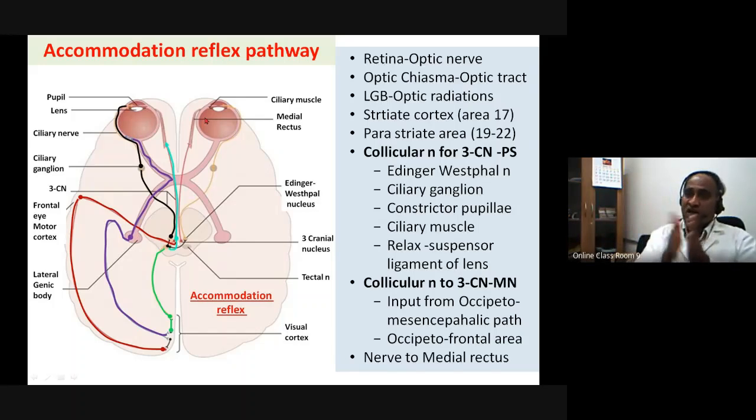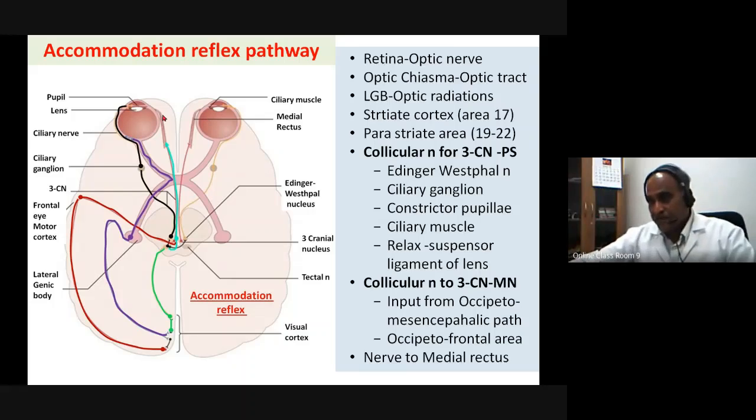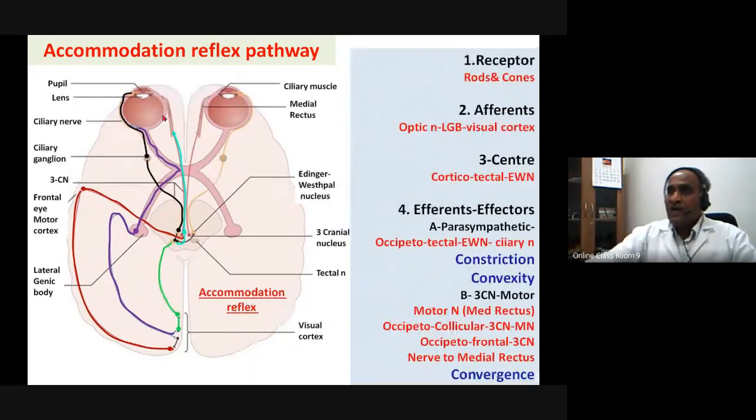Suppose it is the opposite, then it should be the lateral rectus. Whenever we are talking about the accommodation reflex, we are talking about convergence. When we are talking about divergence, that should be the lateral rectus. Otherwise, the same thing. Now, move on. I'm just putting the previous slide here, which I have made into four different compartments.